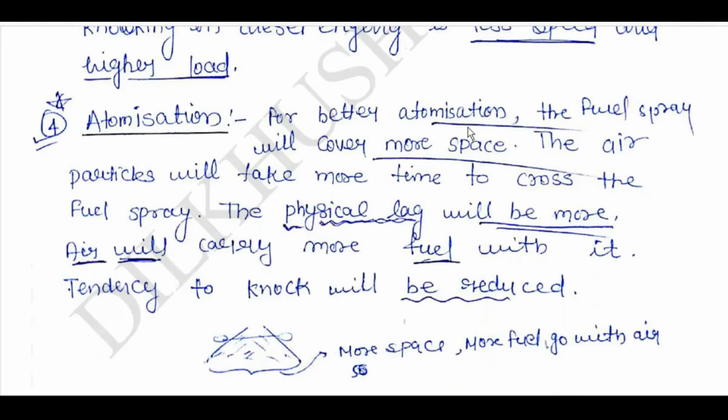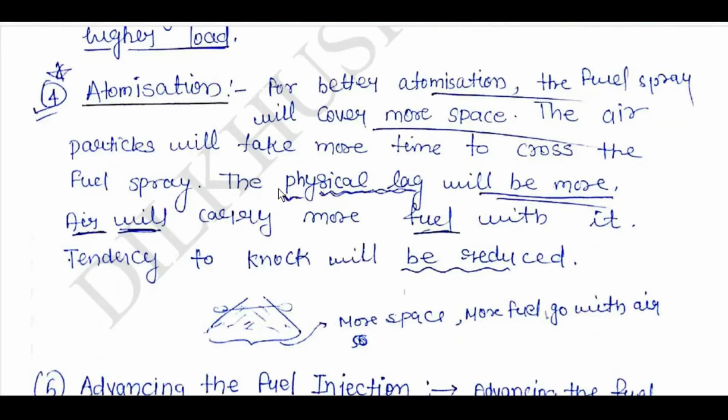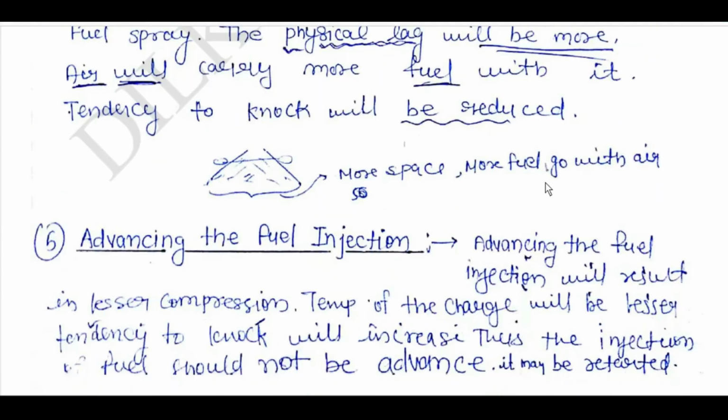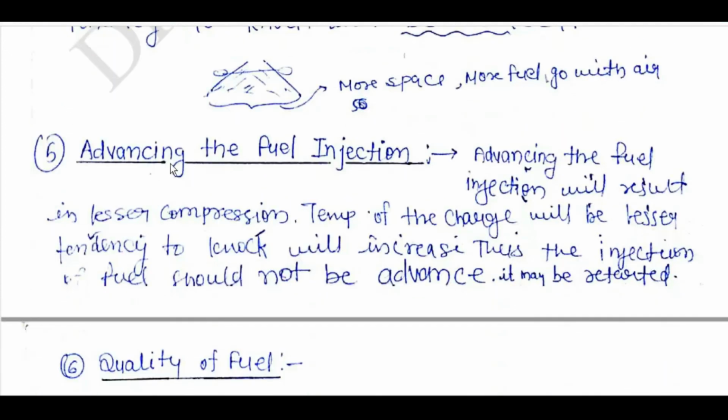Atomization: for better atomization, the fuel supply will cover more space. The air particles will take more time to cross the fuel spray. The physical lag will be more. Air will carry more fuel with it. The tendency to knock will be reduced. Advancing the fuel injection will result in lesser compression, the temperature of the charge will be less, and the tendency to knock will increase. Thus, injection of fuel should not be too advanced; it may be retarded.